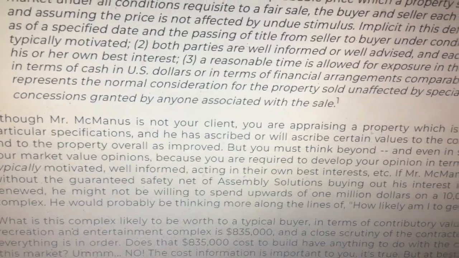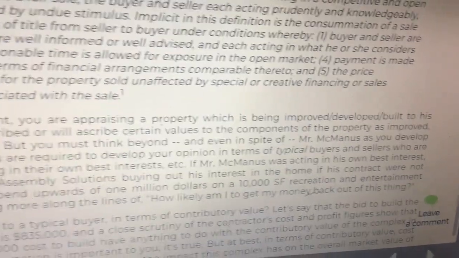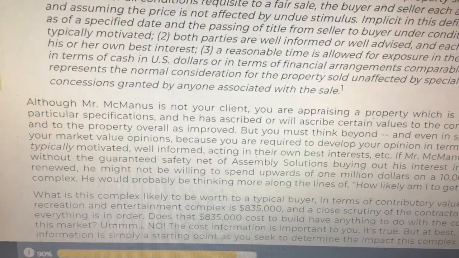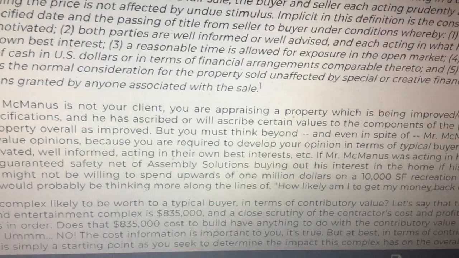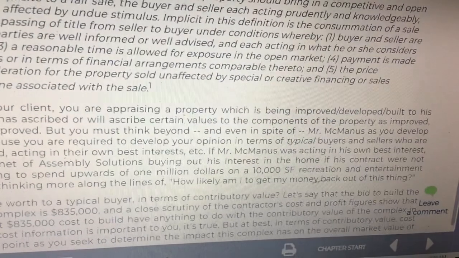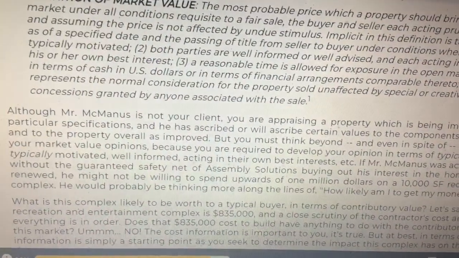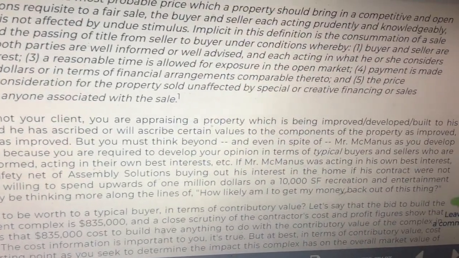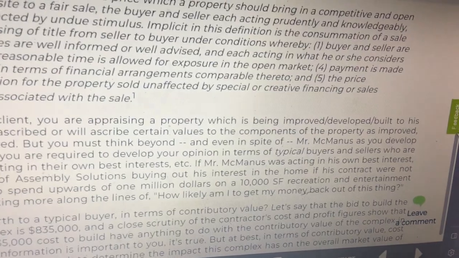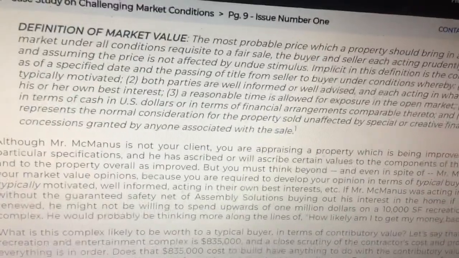Although Mr. McManus is not your client, you are appraising a property which is being improved, developed, built to his particular specifications, and he has ascribed or will ascribe certain values to the components of the property as improved and to the property overall as improved. But you must think beyond and even in spite of Mr. McManus as you develop your market value opinions.